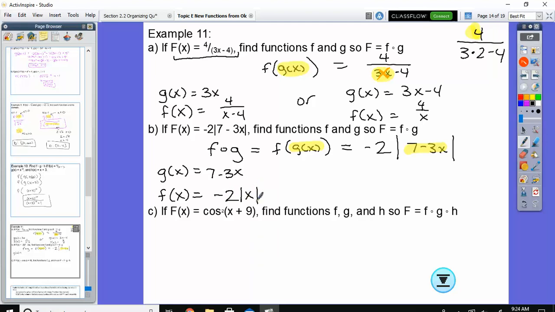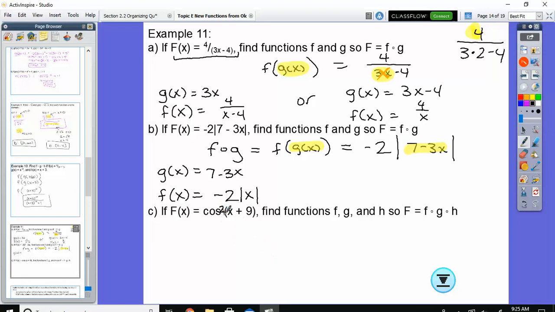-2 times the absolute value of x. You could define your g of x to be the absolute value of 7 minus 3x. And then f would be -2x. Whatever your g is, take that out and just replace it with an x. And last one.